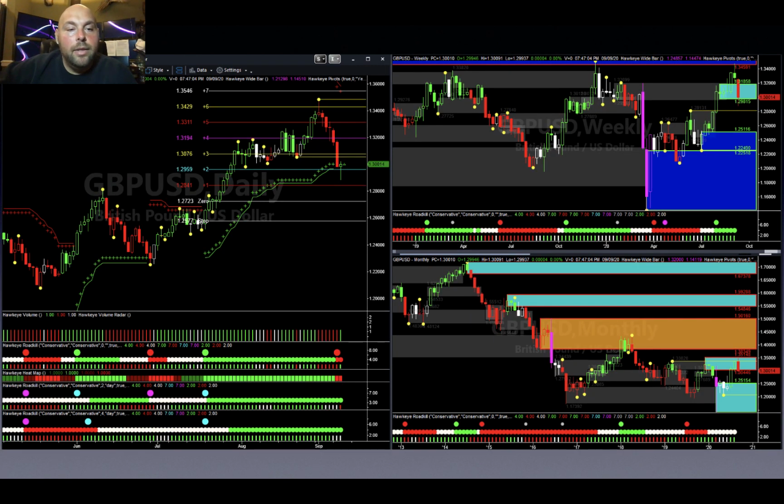Taking a look here at the British pound versus the US dollar, the long entry opportunity there was in mid to late July. That position has been stopped out at this point. You could see in the weekly chart how it traveled all the way up to 134,591, and now it has pulled back and broken through a demand zone. In the monthly chart, you could see that the price has targeted a supply zone and is now retracing.